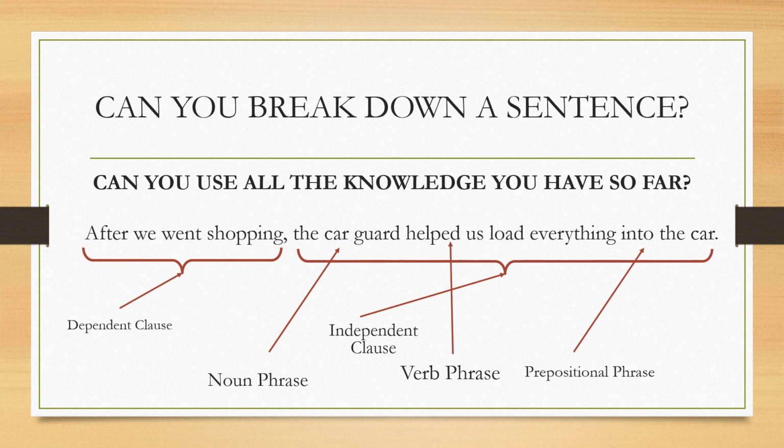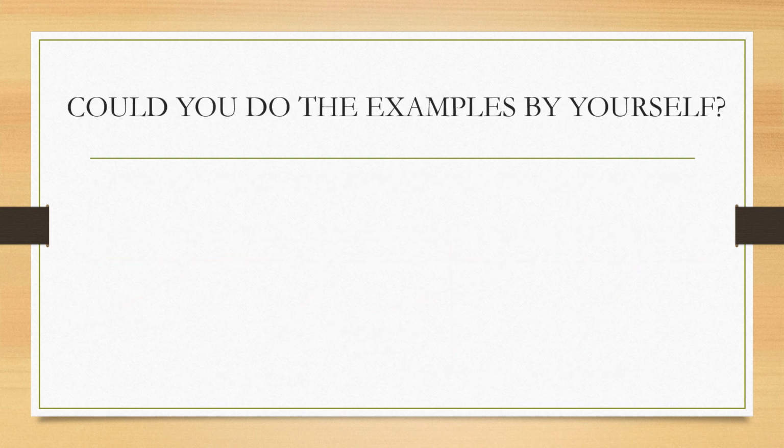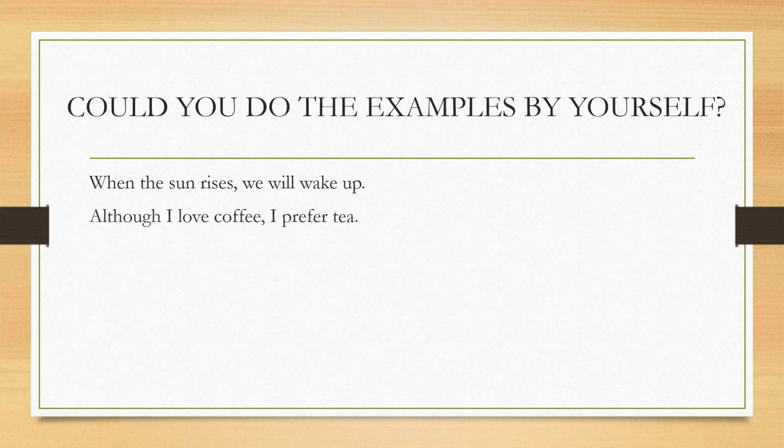Right, so how did you do? Did you manage to do this on your own before my help? I know it's very complicated, but just keep with me. This is a very important skill, being able to analyze a sentence. And as always, I'm giving you a few self-study examples to see if you can do them on your own. When the sun rises, we will wake up. Although I love coffee, I prefer tea. Okay, so see if you can identify the dependent and the independent clauses, as well as all the various phrases in there, if there are any.